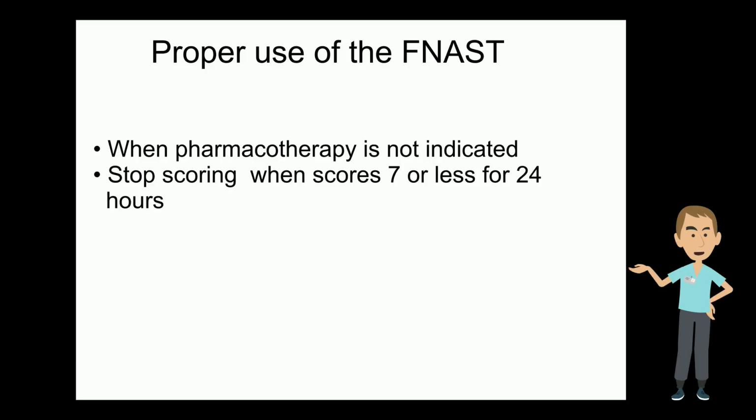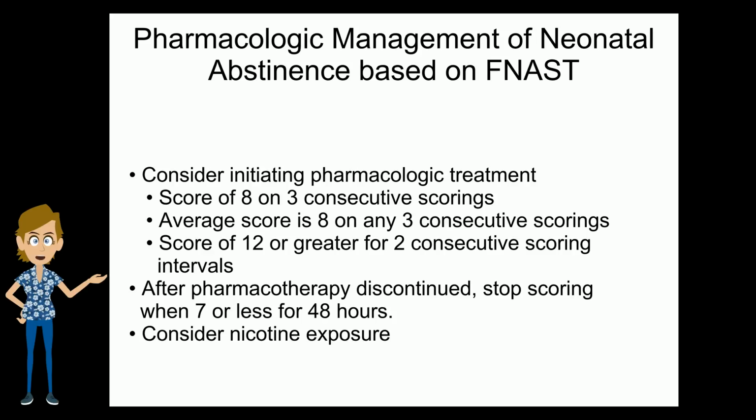When pharmacotherapy is not indicated, an infant may not experience opioid withdrawal from prenatal exposure. Consider ceasing the scoring when the infant has not had scores over 7 for 24 hours. It is recommended that pharmacological treatment be initiated if the infant receives a total score of 8 or greater on 3 consecutive scorings, or the average of any 3 consecutive scores is 8 or greater, the total score is 12 or greater for 2 consecutive scoring intervals, or the average of any 2 consecutive scores is 12 or greater.